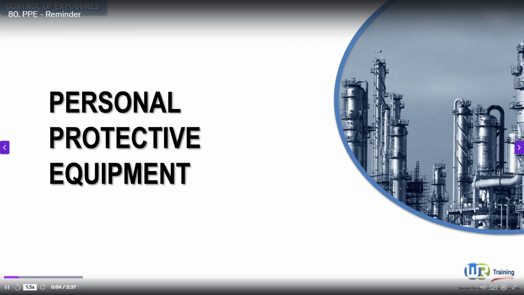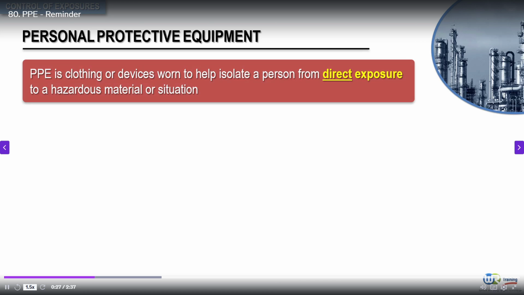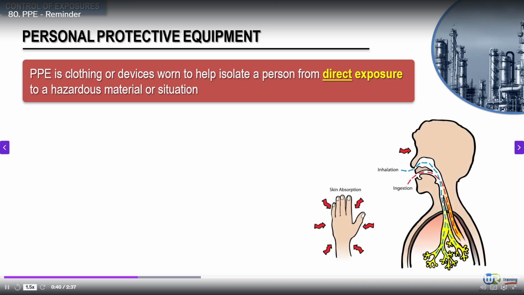The subject of PPE was discussed in a previous video. In this video, we will provide additional insights into PPE and remind you of some key safety points. Recall, PPE, personal protective equipment, is clothing or devices worn to help isolate a person from direct exposure to a hazardous material or situation. PPE reduces or eliminates the risk of injury by interrupting the route of entry of hazardous materials into the body. Recommended personal protective equipment for a particular material is often listed in its safety data sheet.